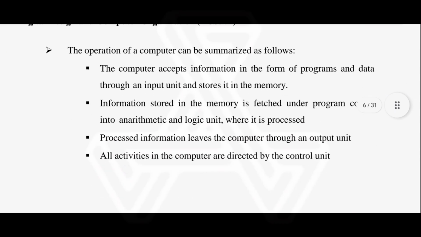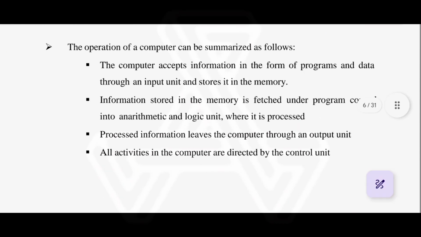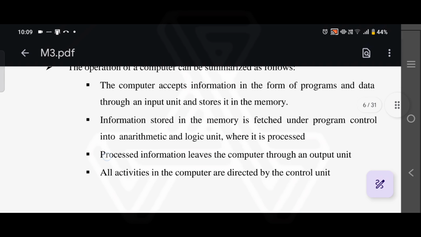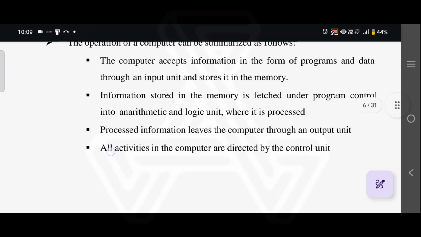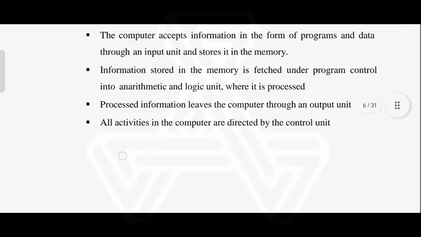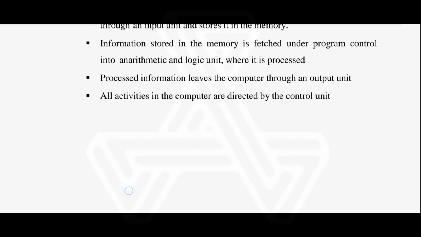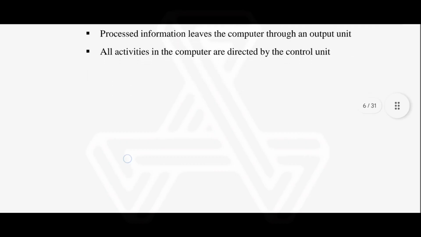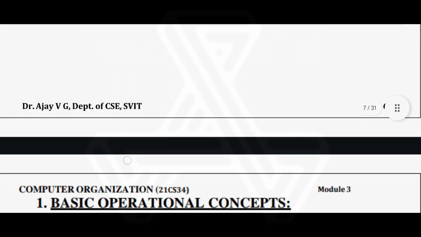The operation of a computer can be summarized as follows. The computer accepts information in the form of programs and data through the input units and stores it in the memory. Information stored in the memory is fetched under program control into an arithmetic and logic unit, where it is processed. The processed information leaves the computer through an output unit. All activities in the computer are directed by the control unit.